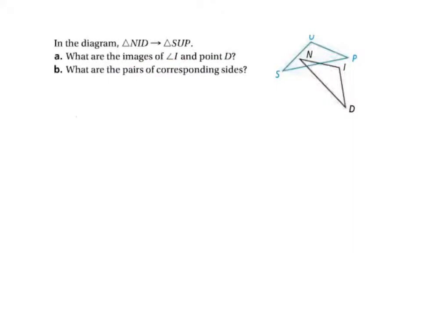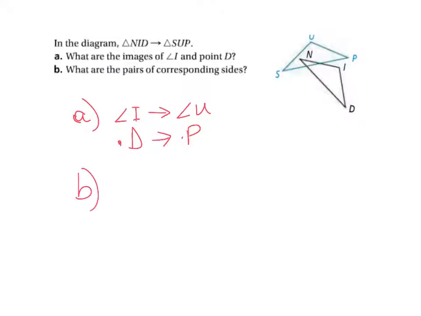So when it says, what are the images of angle I and point D? For part A here, I'm going to say that angle I is going to map to, now you can look at the picture, but I'm going to trust the letters up here. This I is going to map to U, the middle one. So I is my pre-image, maps to U. It looks like it kind of rotates onto that. So then I would write angle I maps to angle U. For the second part, point D, again trusting my letters, D is the third letter, so it's going to map to point P.